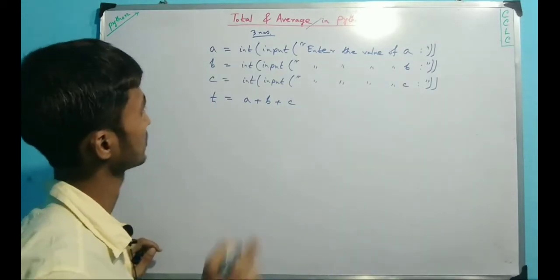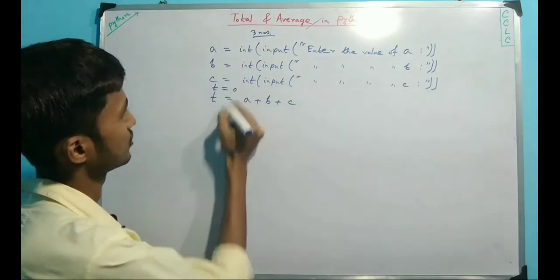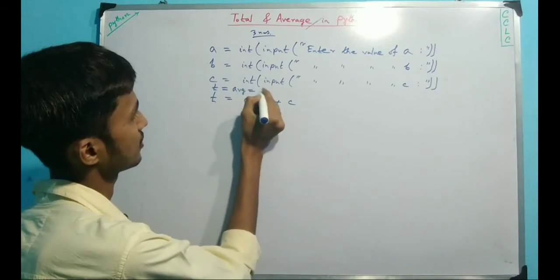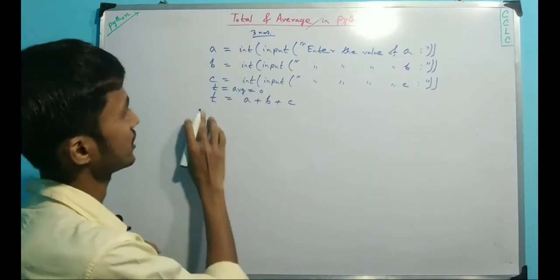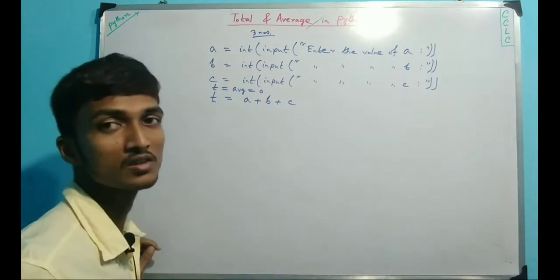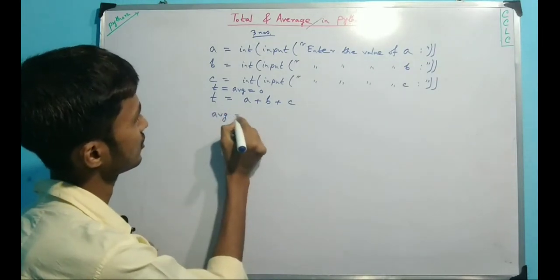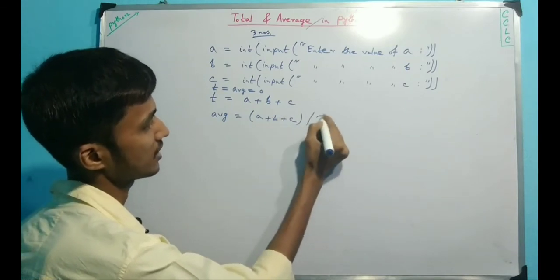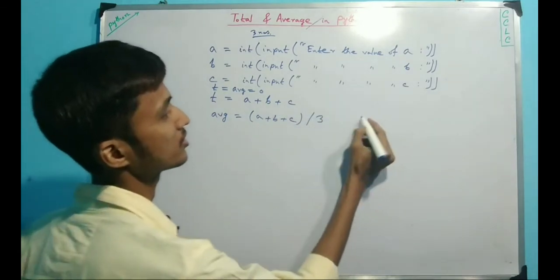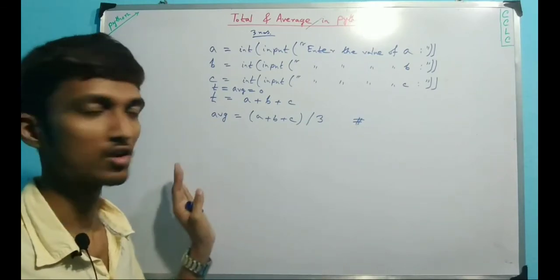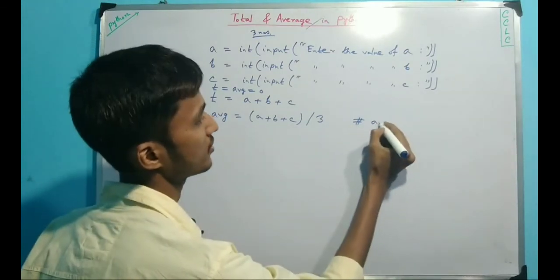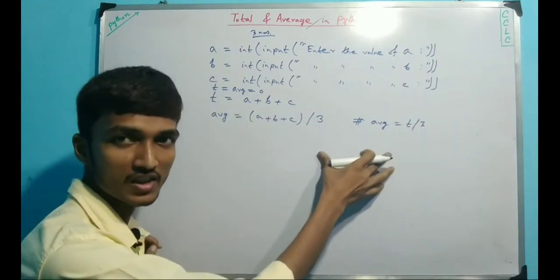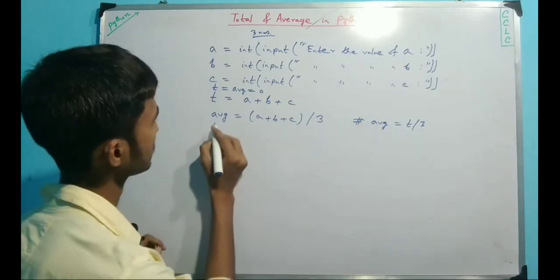We accept previous t equal 0 for initialize, t equal 0 and avg equal 0, average equal 0. t equal a plus b plus c. Next average, avg equals a plus b plus c slash 3, or comment this line, or avg equal t slash 3, total slash 3. How many numbers? 3.